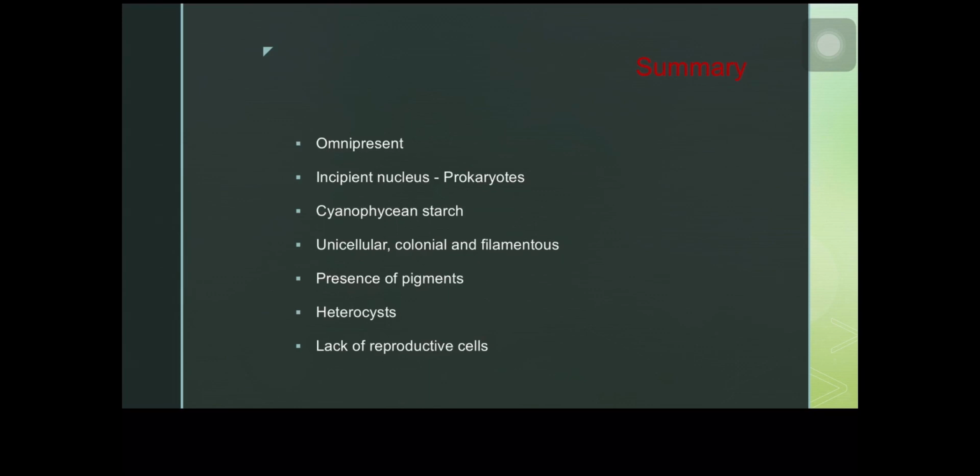The thallus is differentiated into vegetative cells, heterocysts and akinetes. Heterocysts are thick walled structures differentiating from the vegetative cells and are able to fix atmospheric nitrogen into ammonia. These organisms do not possess any reproductive structures, they simply undergo either binary fission or fragmentation or production of asexual spores. So these are the points to be remembered in the cyanobacteria. Thank you.